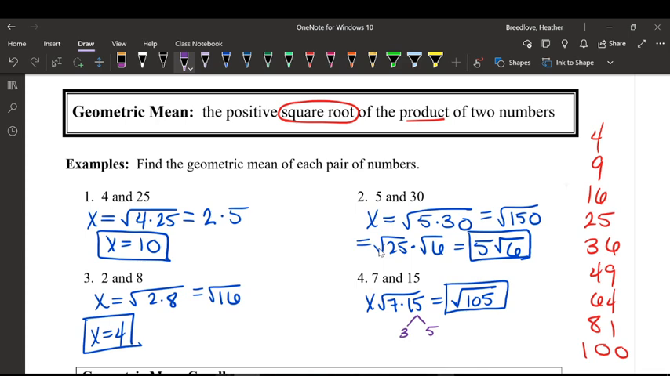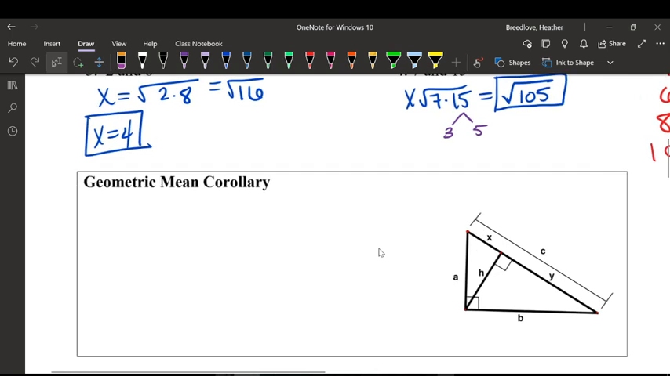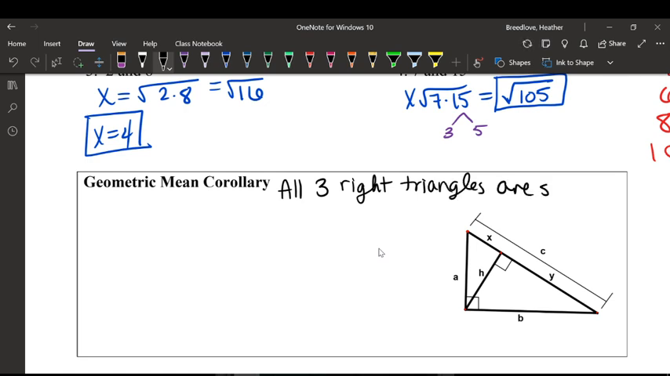But sometimes you're not given the numbers. And we have this corollary, which is something that goes along with a theorem. The part I'm not really spending any time on is the fact that all 3 of these right triangles are similar. I'm kind of doing it as a given statement. All 3 right triangles in this picture are similar. So that's like our given information.